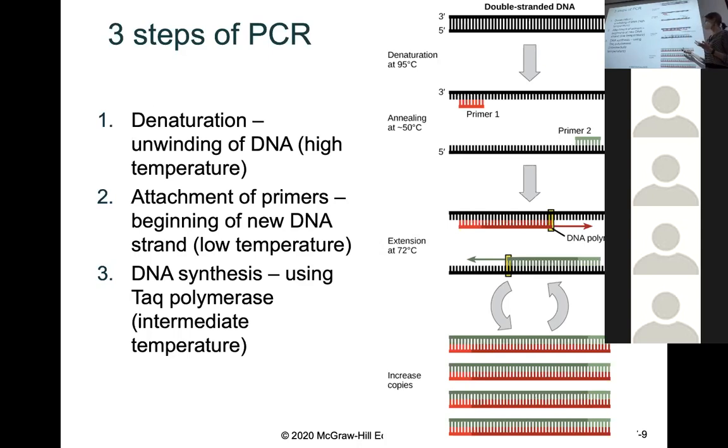And then the third part is the DNA synthesis. The Taq polymerase comes in and adds all those new nucleotides to grow that strand. And now you'll have 2 copies of DNA, where before you just had 1. That happens at 72 degrees Celsius, which is about 116 Fahrenheit. So still a really hot temperature.